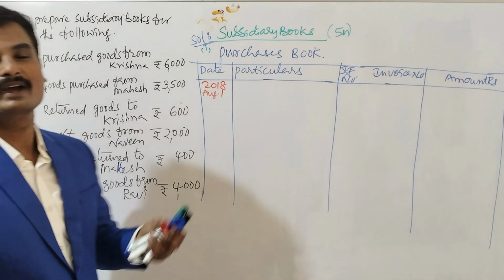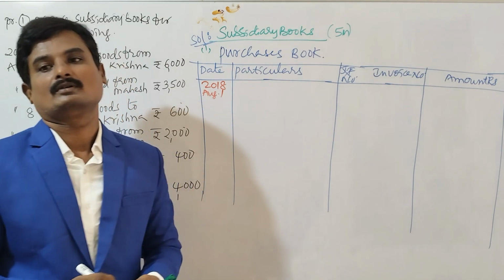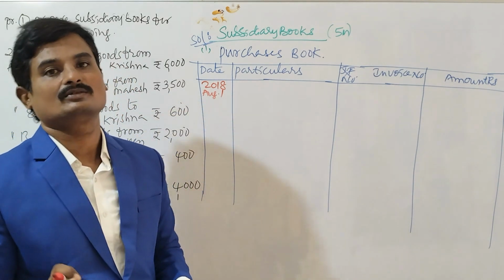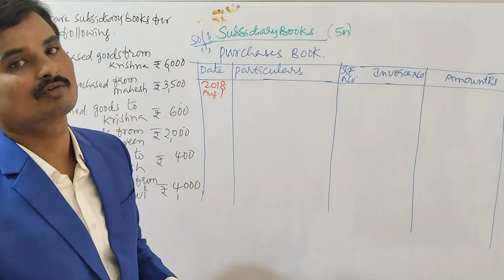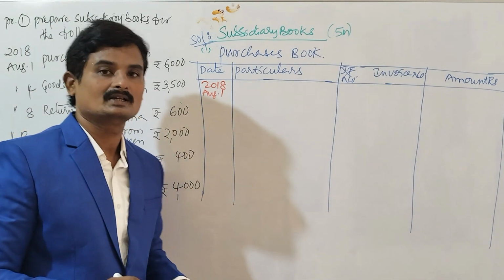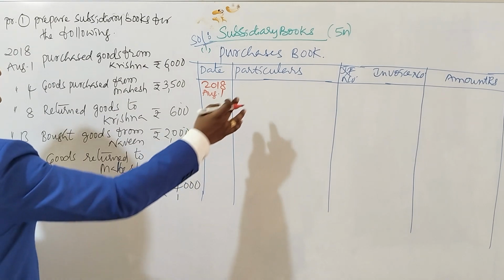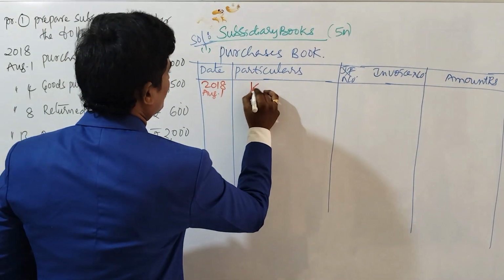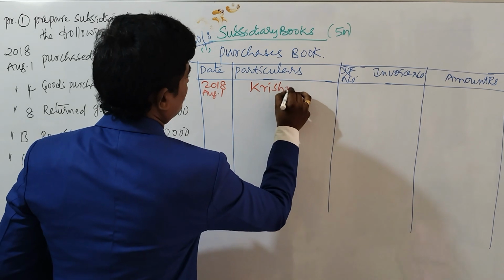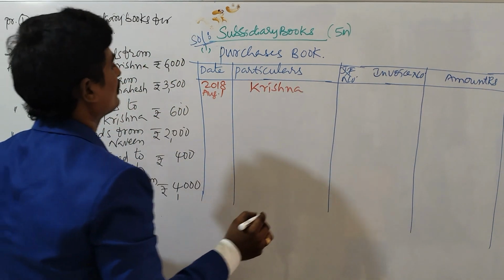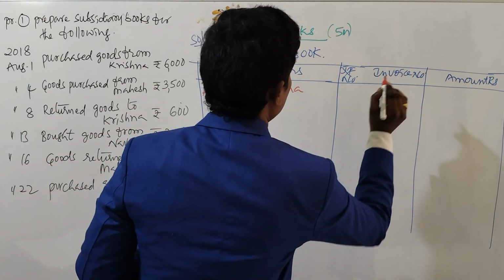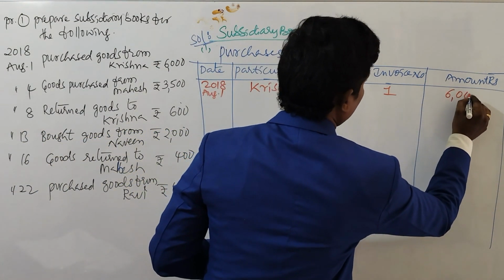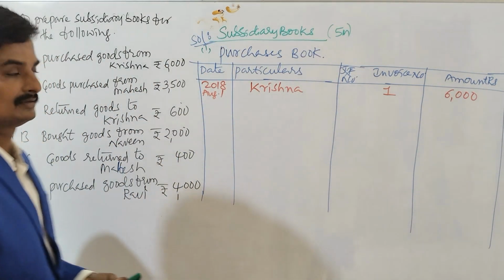So, a very simple problem, right? There are no rigid principles to follow about what is to be debited and what is to be credited. We just have to write the name of the person here. We are purchasing goods from Krishna, so Krishna, and invoice number, serial number 1, and amounted for rupees 6,000.